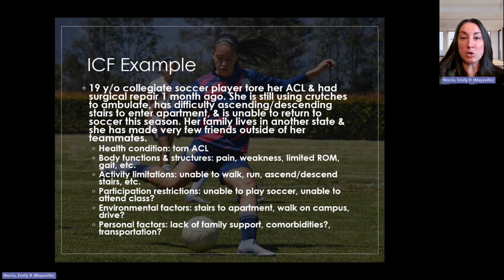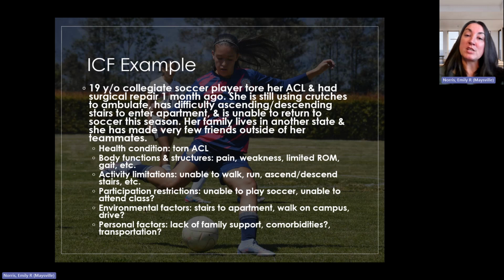So for a 19-year-old female soccer player, she tore her ACL. She had surgery a month ago. She's still using crutches to walk. She has difficulty going up and down stairs to enter her apartment. She's unable to return to soccer this season. Her family lives in another state, so she doesn't have a huge caregiver support. She's made very few friends outside of her teammates, so she's kind of there all alone on crutches with stairs to go into her apartment and needs some help.